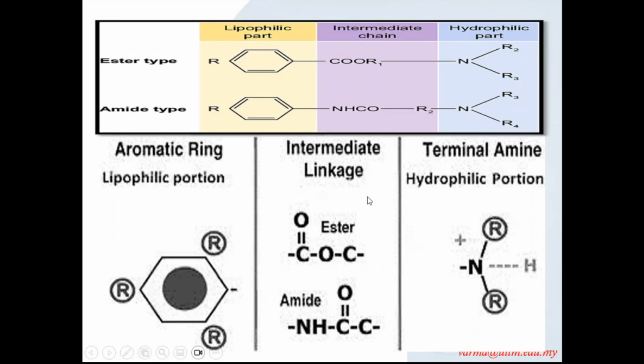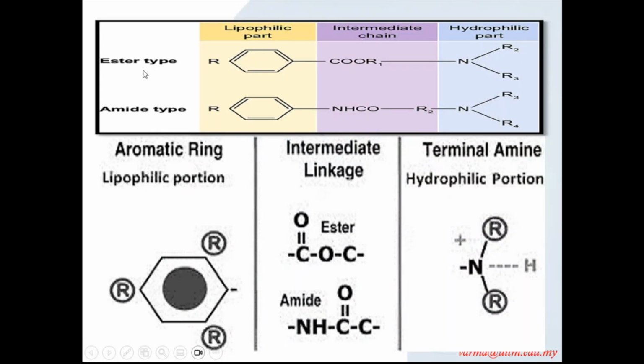Okay, next we come to the structure. How are these LAs classified into two groups, ester and amide? It is based on their intermediate linkage. The structure of an LA is composed of three components. A lipophilic part, which is an aromatic ring, which is the same for both. A hydrophilic part, which is a terminal amine, which is also similar for both groups.